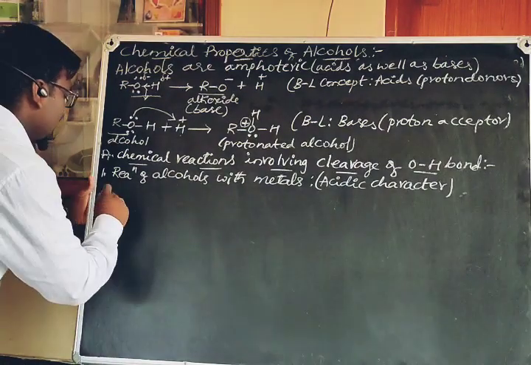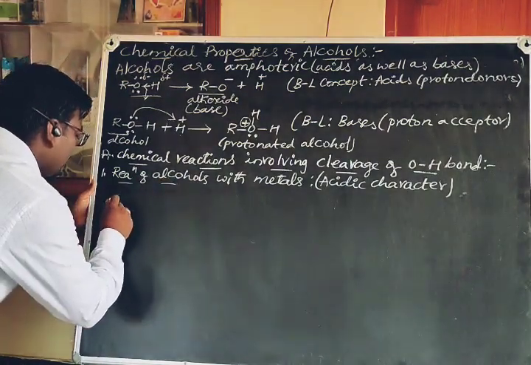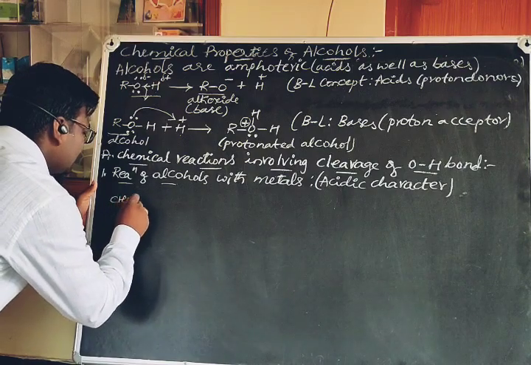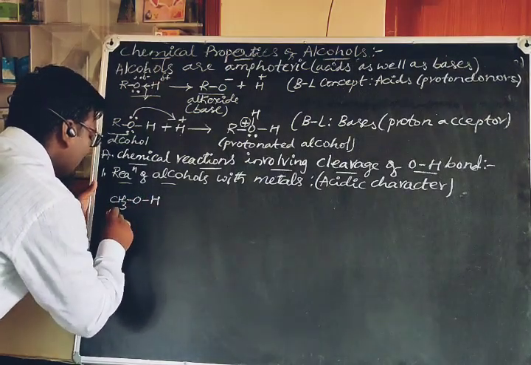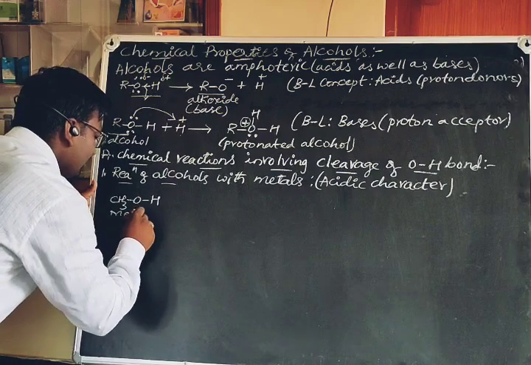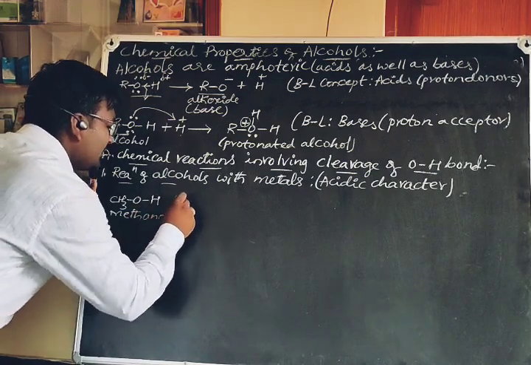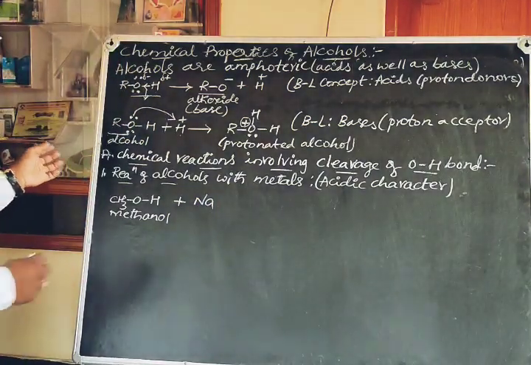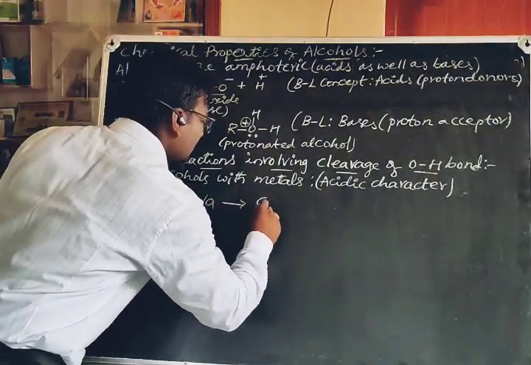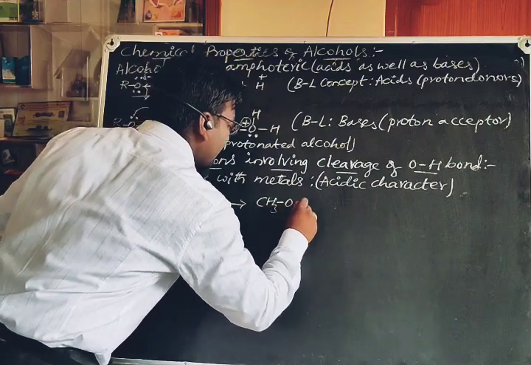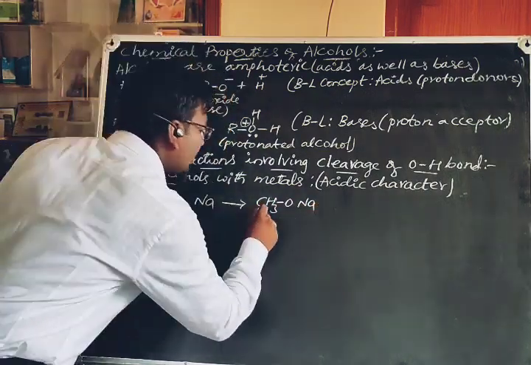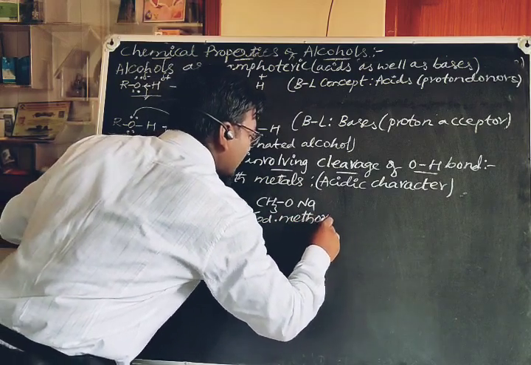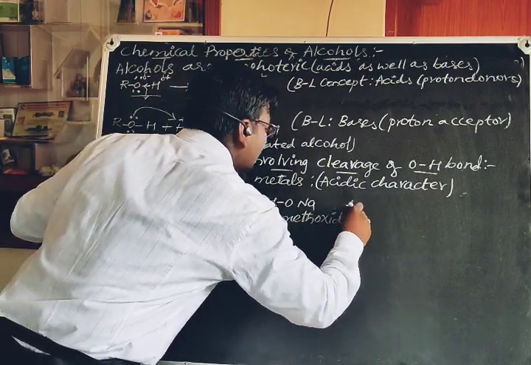Okay, for example, when an alcohol, for example methanol, CH3OH, is treated with an active metal, for example sodium, it forms CH3ONa. This is called sodium methoxide.